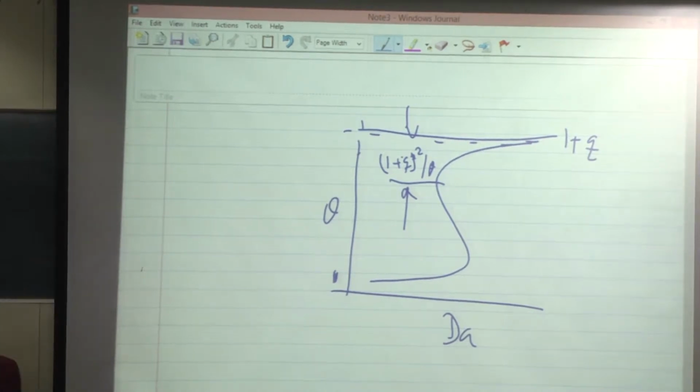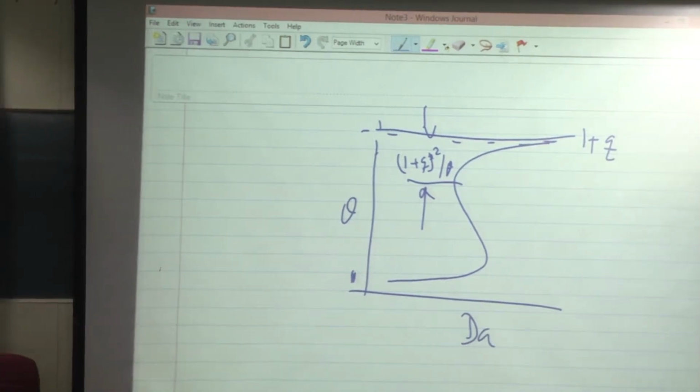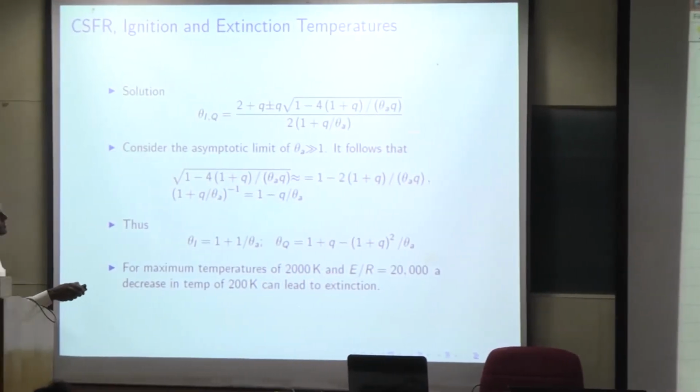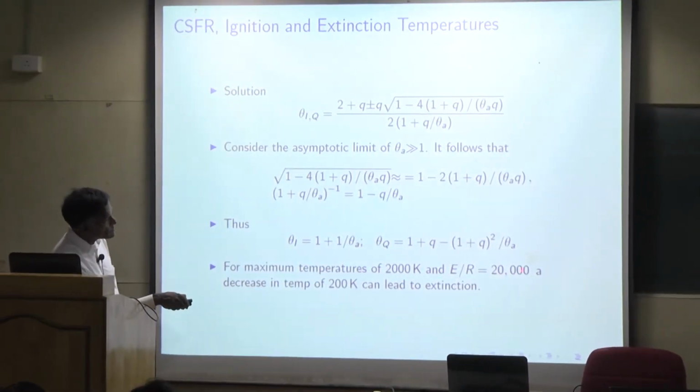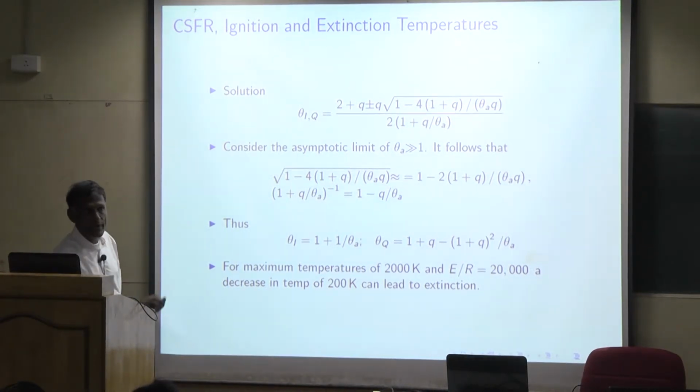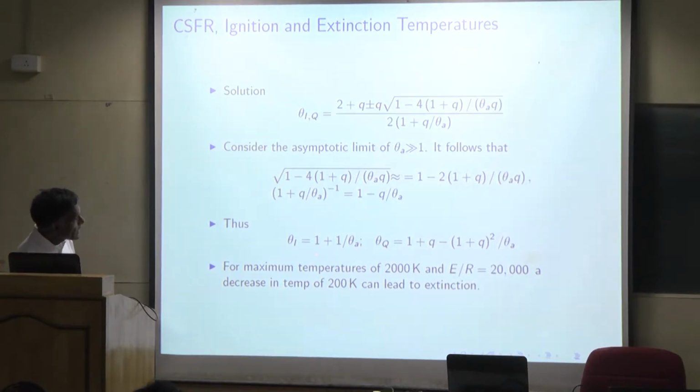So the point here is that if you have a reactor where the maximum temperature is 2000, just by decreasing the temperature by 200 degrees, it can lead to extinction for the large activation energy problem. And this is the ignition.